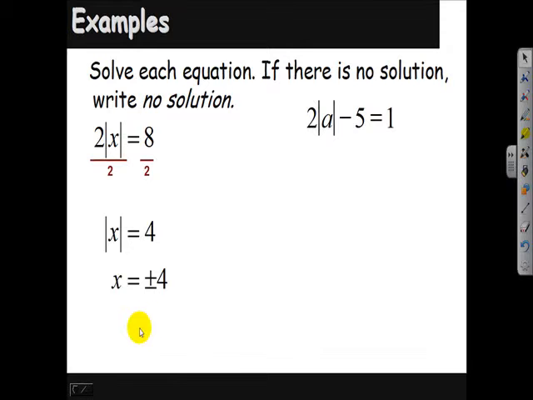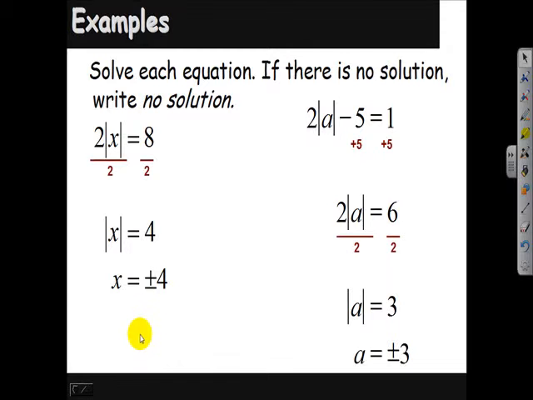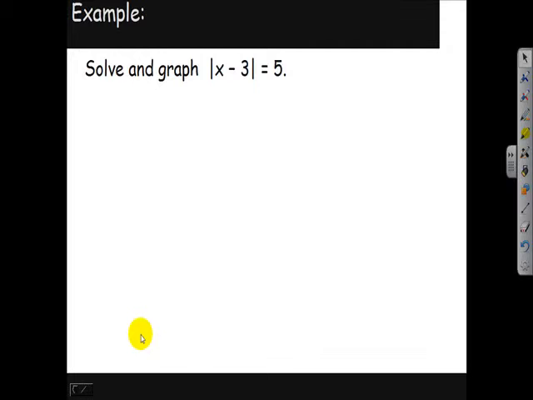2 absolute value of a minus 5 equals 1. We'll go ahead and add 5 to both sides. Then divide by 2. And absolute value of a equals 3, therefore a equals positive or negative 3. Two solutions, or none. In this example, we're going to solve and graph.